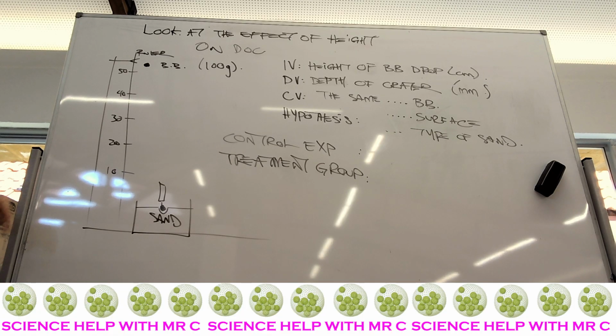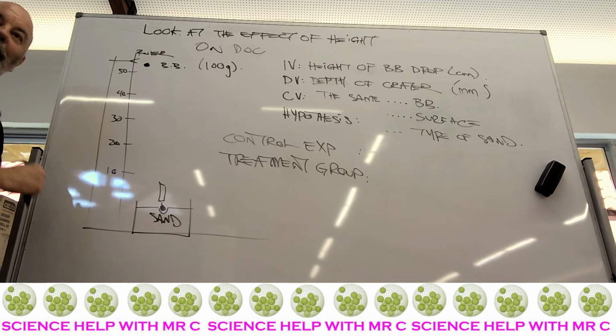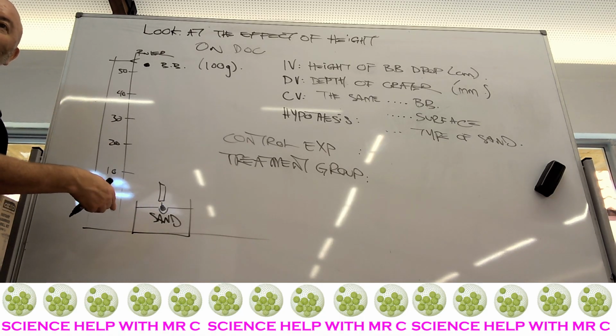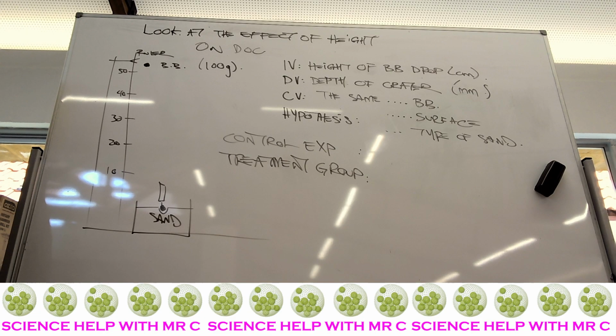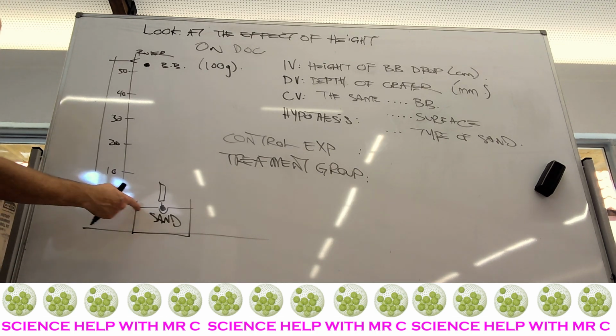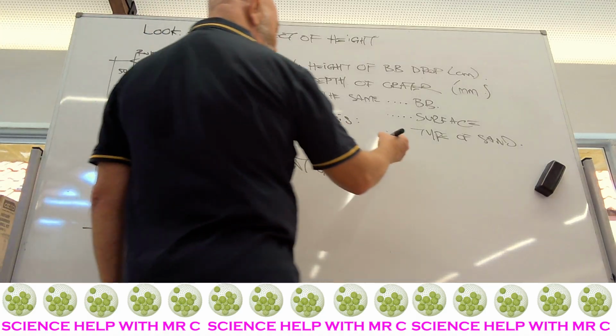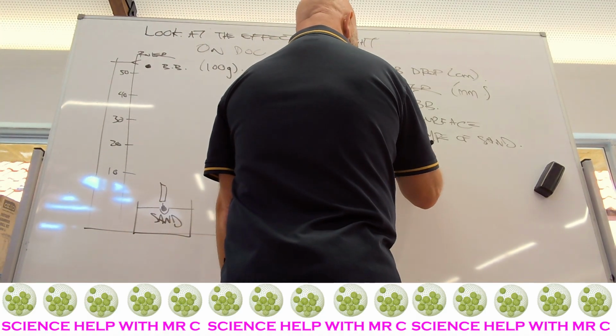So what is zero height? Zero. So you measure the size of the crater with the ball bearing just lying on the sand. Right, so the control experiment is 0 centimeters in height.